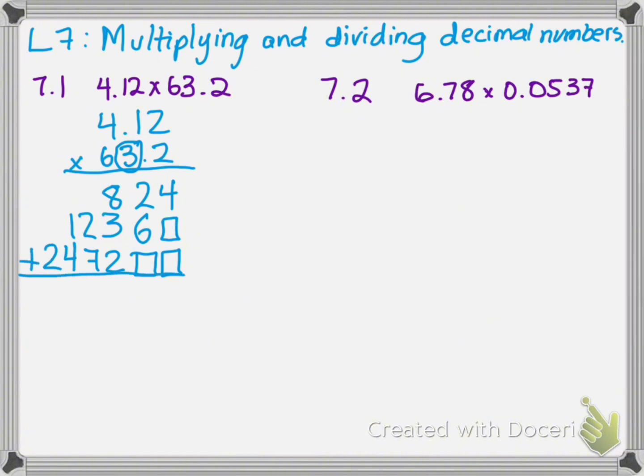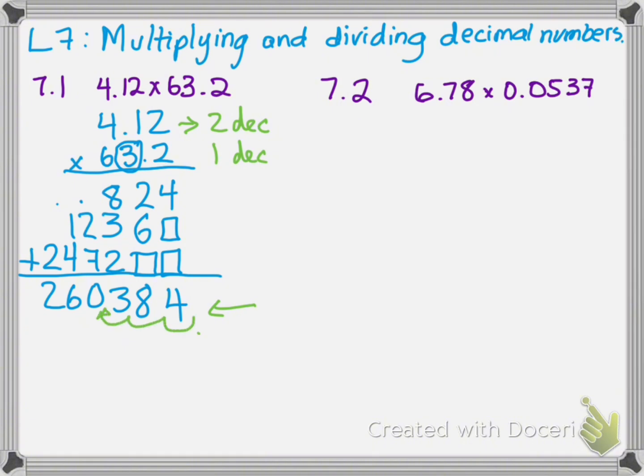Now we're going to add, and we get 4, 8, 13, plus 1, that would be 10, plus 1, that would be 6, and 2. Now remember that the decimals, what we're going to do is count how many decimals we have here. In this one we have 2 decimals, and in this one we have only 1. So we need 3 decimals in our answer. So I move the decimal from here, 1, 2, 3. So my answer is going to be 260 and 384 thousandths.